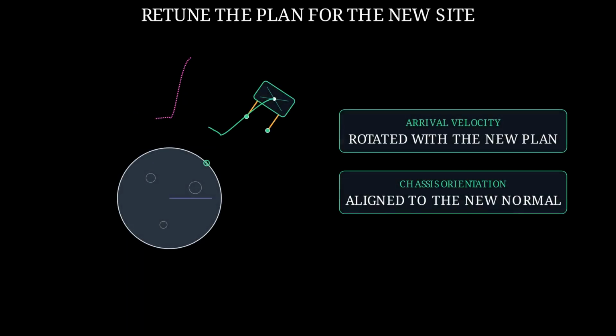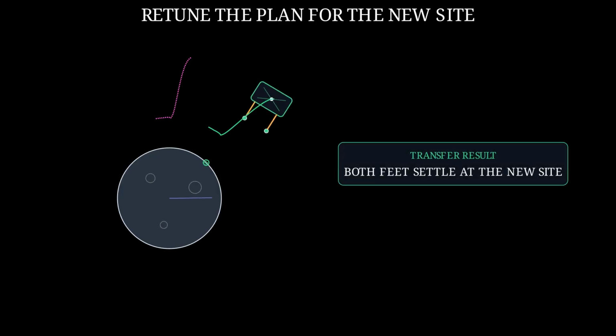We rotate the planned approach to the new outward normal. We also match the tangential velocity of that moving surface point. The physical rules and the numerical time step remain unchanged. The retuned run settles with both feet at the new site. The transfer works because we changed the initial and controlled state that the new geometry requires, not because we added a new force.